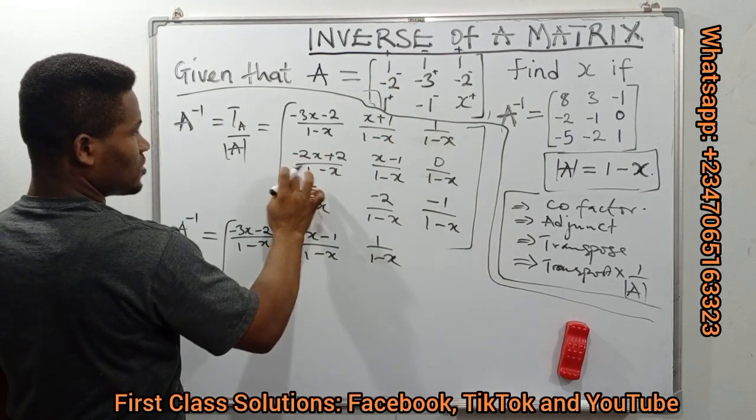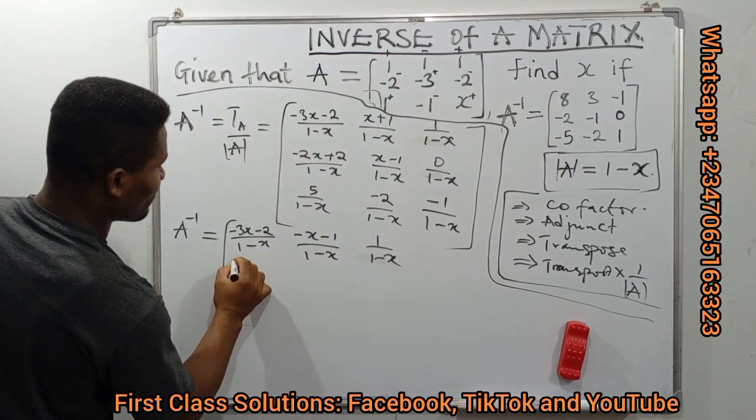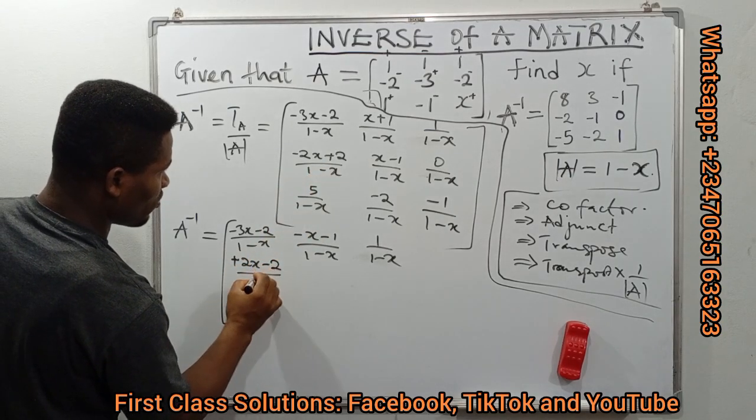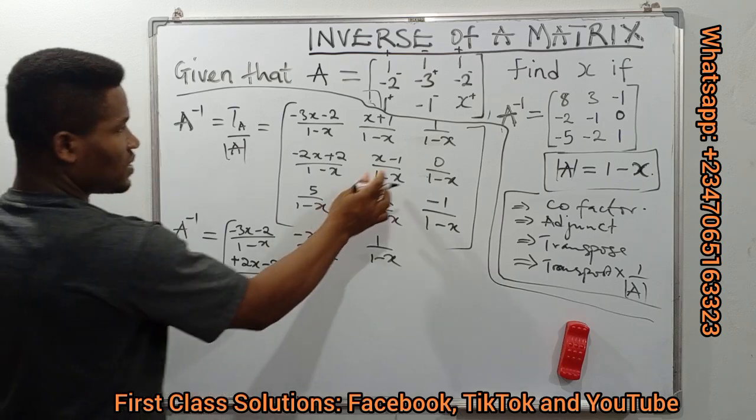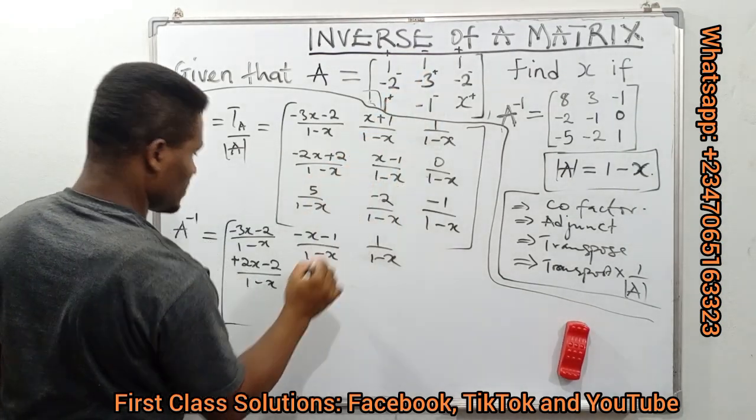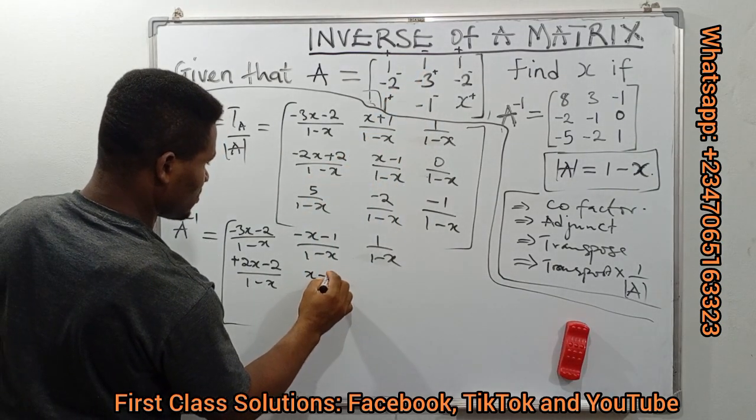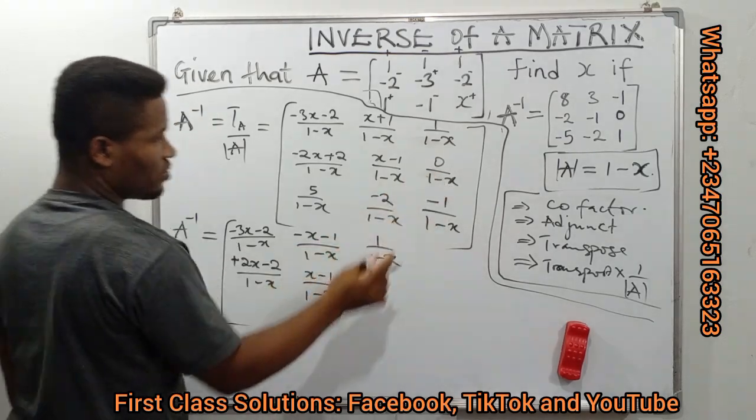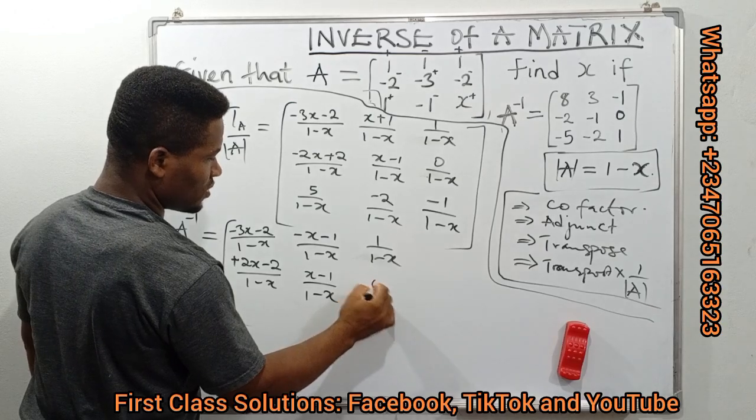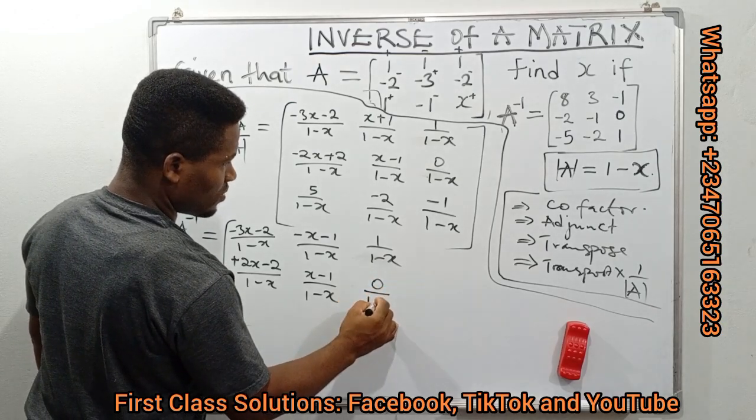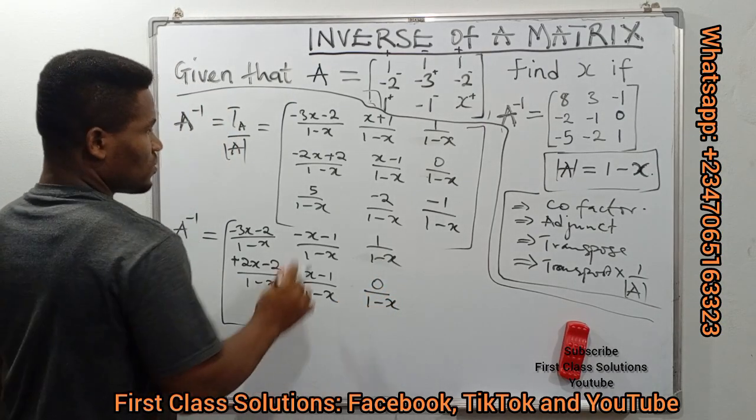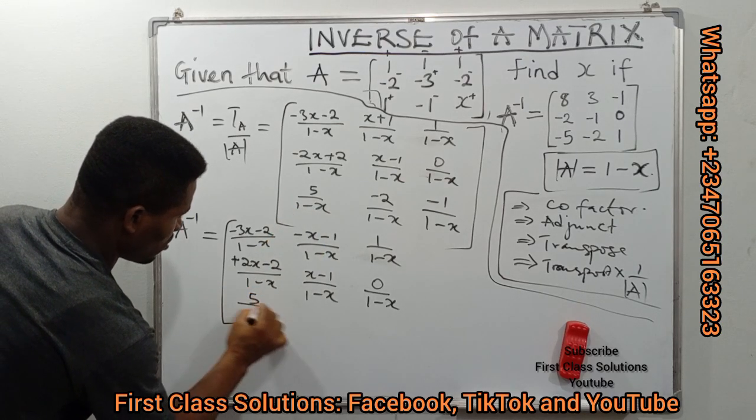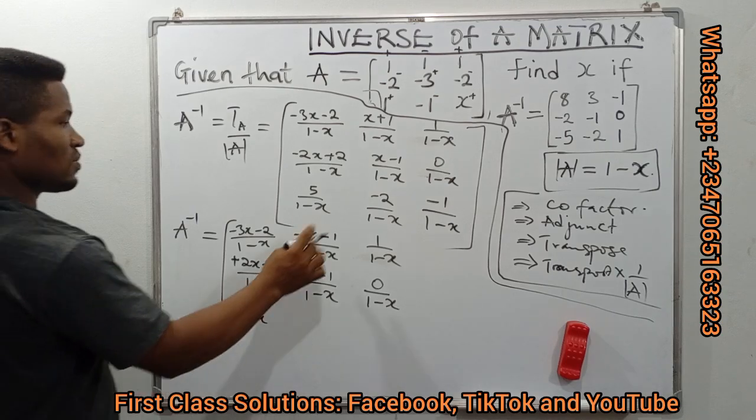Here minus will affect what we have here. We have 2x minus 2 all over 1 minus x. Here plus, remember the sign, it will not change. x minus 1 all over 1 minus x. Here minus, we have still 0 all over 1 minus x. Here being plus, we have 5, will not change, all over 1 minus x.